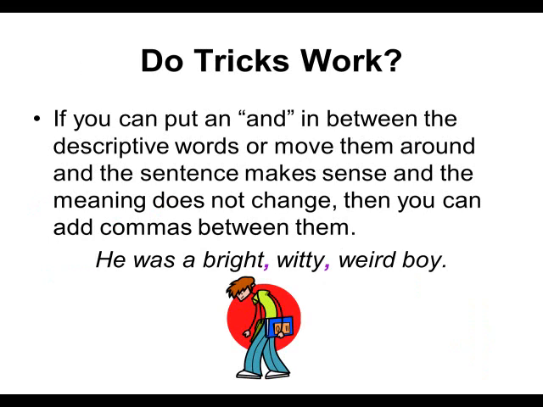Do the tricks work? If you can put an and in between the adjectives or move them around, and the sentence still makes sense, and the meaning does not change, then you can add commas between them. He was a bright, witty, weird boy.